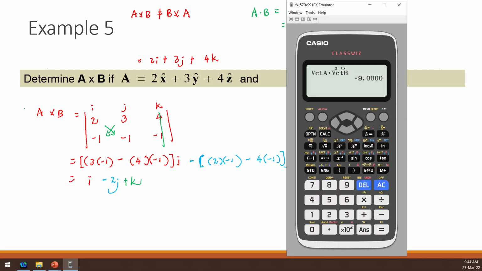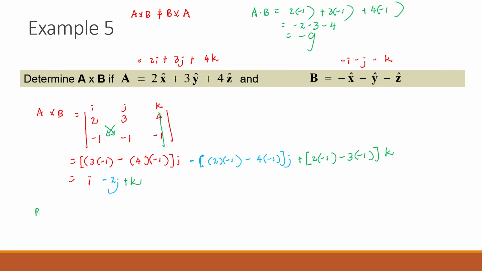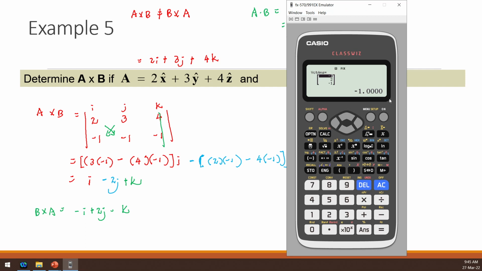Okay, the dot product. As I said, A cross B is not equal to B cross A. You can quickly get the answer from your calculator. So option 4. This is B cross A, option 3. B cross A is actually the opposite direction: -1, +2, -1. So B cross A, you get -i, +2j, -k. This is from the calculator.